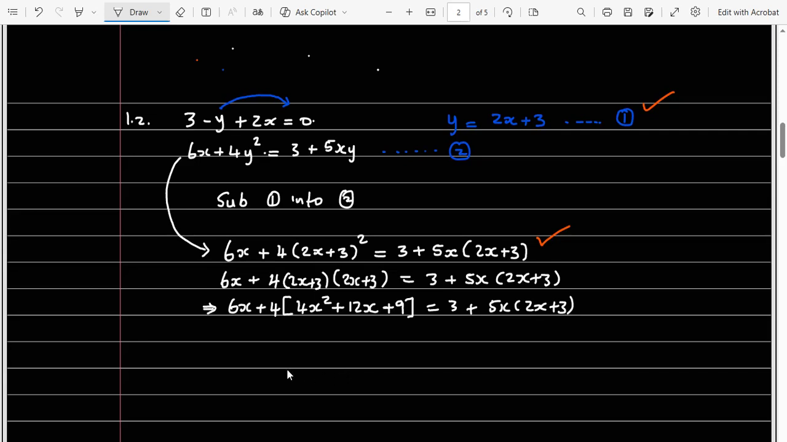I'm trying to take this step by step. Now I can multiply all the brackets. So this will be 6x. 4 times 4, that's 16x squared. And then 4 times 12, that's 48x. Then 4 times 9, that's 36. And then this is equal to 3 plus 10x squared. And then multiply 5x times 3, that's 15x. Wow, this is good, right?